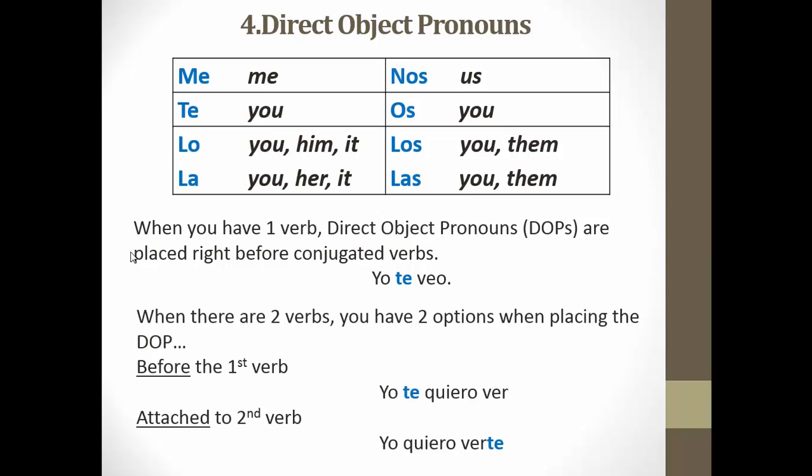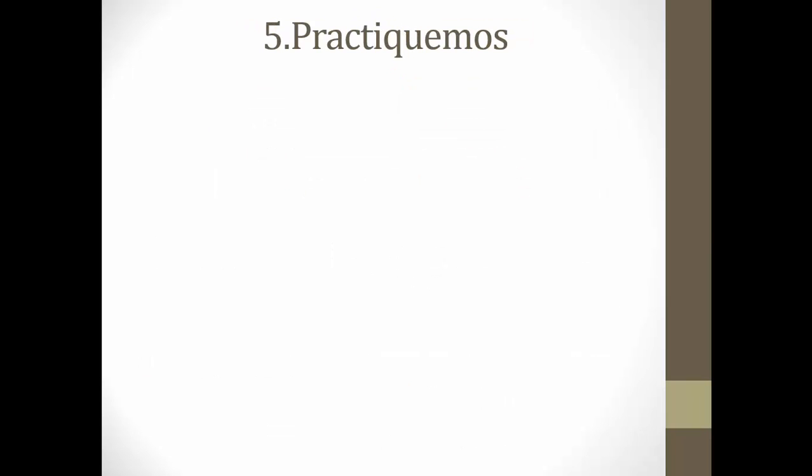I see you. However, if you have two verbs in a sentence, you have two options when placing the DOP, or direct object pronoun. I could use the first one, I want to see you, and it could go before the conjugated verb, yo te quiero ver. Most authentic Spanish speakers do attach it to the second verb. Yo quiero verte. So you have two options, but ultimately most authentic Spanish speakers attach it to the end of the infinitive.